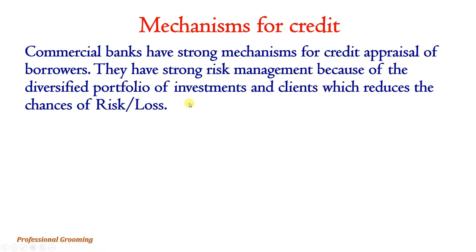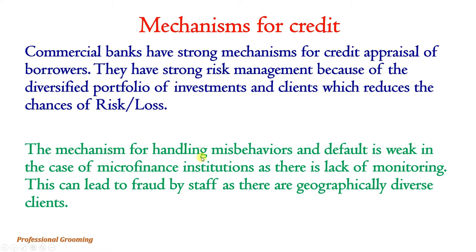Mechanism for credit, how they are giving the credit. Commercial banks have a strong mechanism for credit appraisal of borrowers. They have strong risk management because of the diversified portfolio of investments and clients, which reduces the chance of risk or loss. But on the other hand, the mechanism for handling misbehavior and default is weak in the case of microfinance institutions, as there is a lack of monitoring. This can lead to fraud by staff, as there are geographically diverse clients. There is more risk involved in the mechanism of microfinance institutions than in commercial banks.